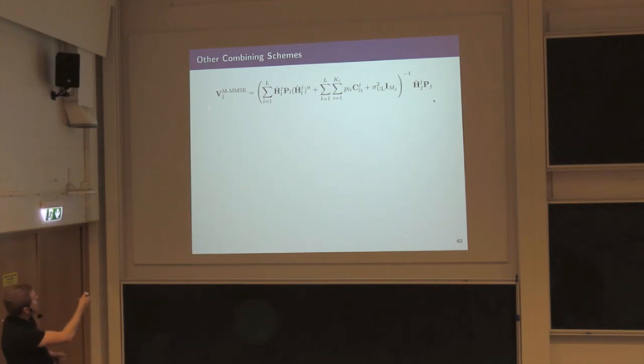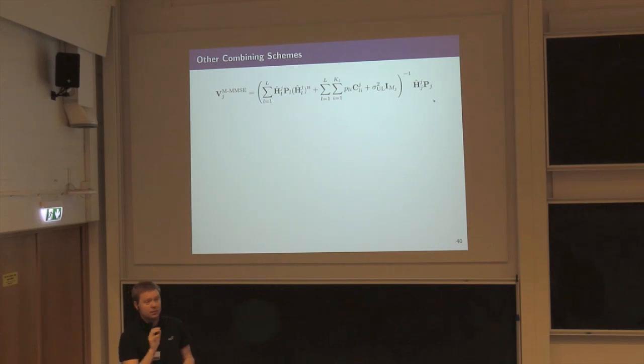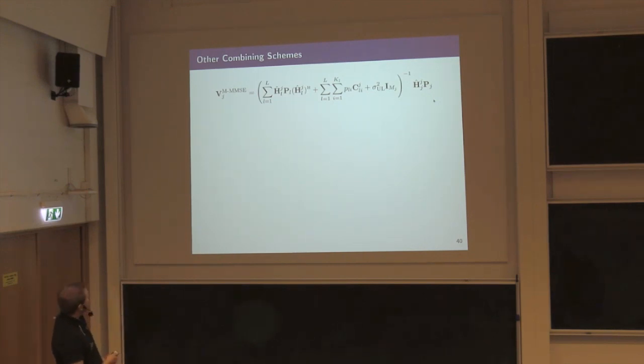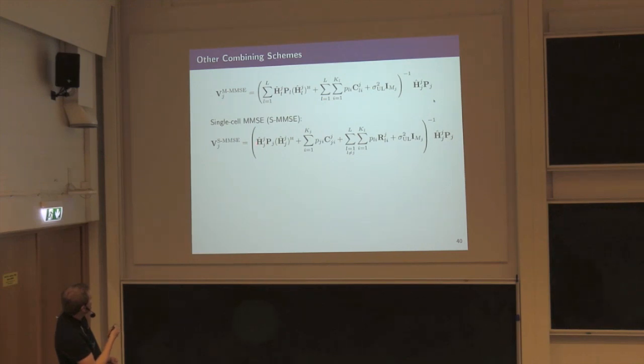So this is the expression that we have for multi-cell MMSE. And say now that I can only afford to estimate the channels to the users within my own cell. So it's only the part in this first sum here where l and j are equal that I can compute. What should I do then? Well, then there is what is called a single-cell MMSE, where I take away this sum here and I put the term where l and j are the same. So this is my estimate for my own users in the same way.